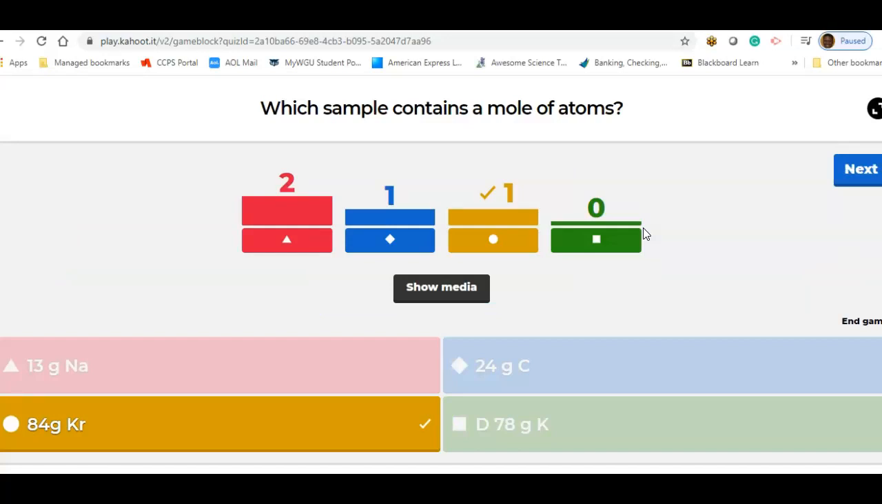Now, which samples contain 1 mole of atoms? If you look at sodium, it is 13 grams. That is not 1 mole, because a mole of sodium contains 23 grams. Carbon is supposed to be 12 grams for 1 mole. Potassium is supposed to be 39 for 1 mole. If you check your periodic table, krypton is 84.